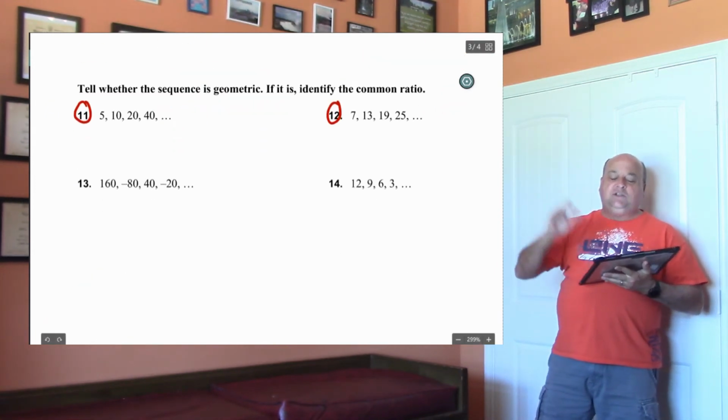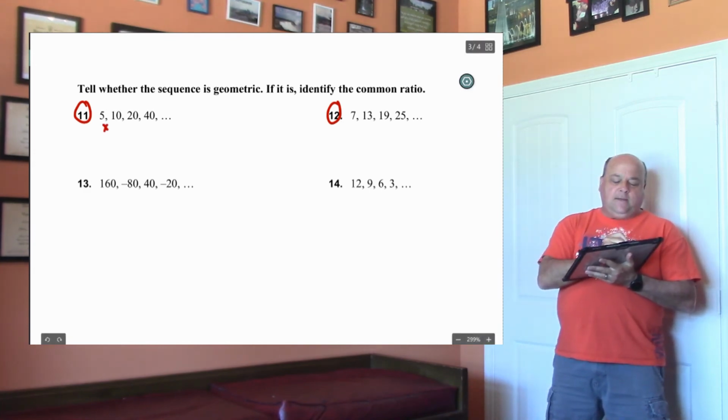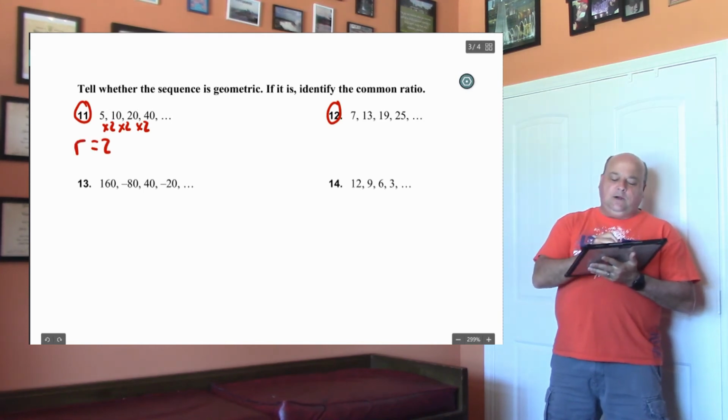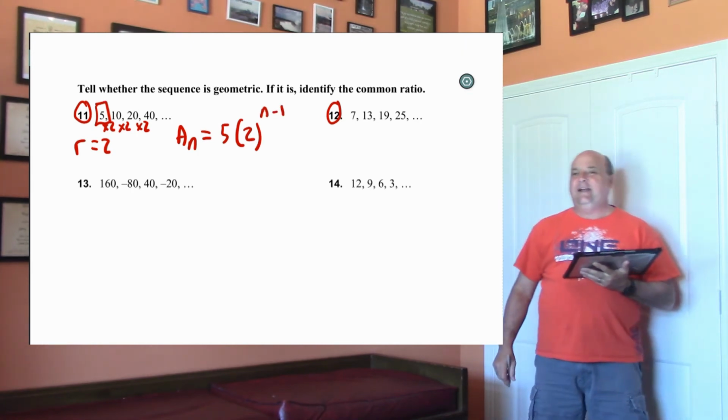The next two are geometric. Remember, for geometric, we're going to be multiplying. So on this one, I multiply by 2, multiply by 2, ding, ding, ding. The common ratio is 2. Now then, write down the formula. The nth term is equal to, our first term is 5, parentheses, our common ratio is 2, and then n minus 1. That is all you've got to do.